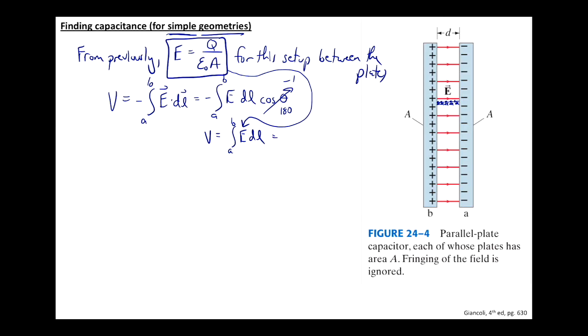So let's plug that in. Now we've got the integral from A to B of Q over epsilon naught A, dl. And we already said that the integral of dl is going to give us the distance between the plates. Notice Q is a constant, epsilon naught is a constant, A is a constant, and then we've got the integral from A to B of dl, which gives me Q d over epsilon naught A. Okay with that? Sort of a simple version of some of the problems you had in the last chapter.